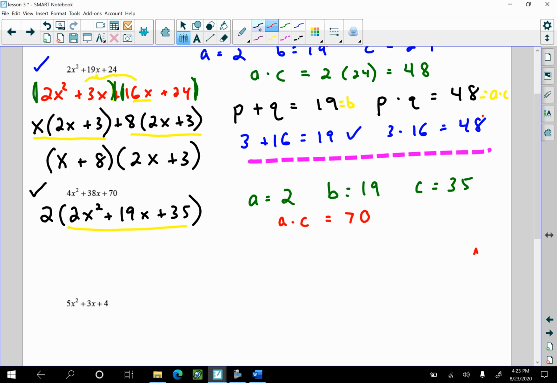And I want two numbers, P plus Q equal 19, and P times Q to equal 70. Erase that. And let's find those numbers.